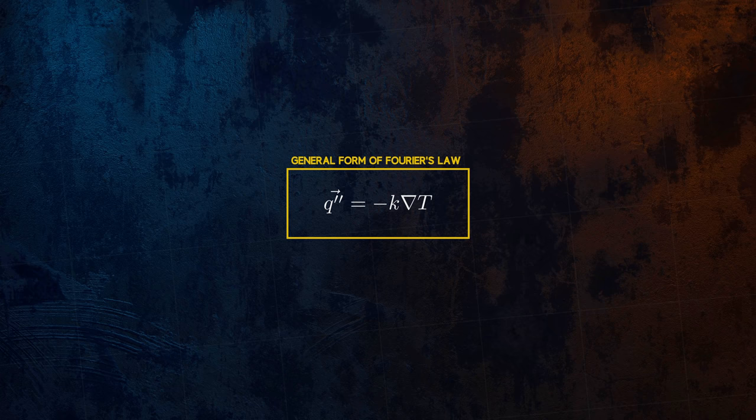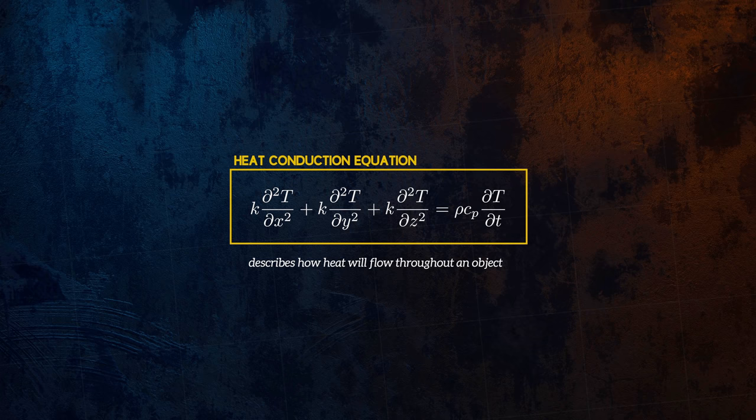This can be done using the heat equation, an equation that describes how heat will flow throughout an object. By solving this equation for a specific set of boundary and initial conditions, the temperature field T can be determined. Like so many governing equations in engineering, the heat equation is a partial differential equation, but it's not as complex as it seems. It's really just a simple energy balance.